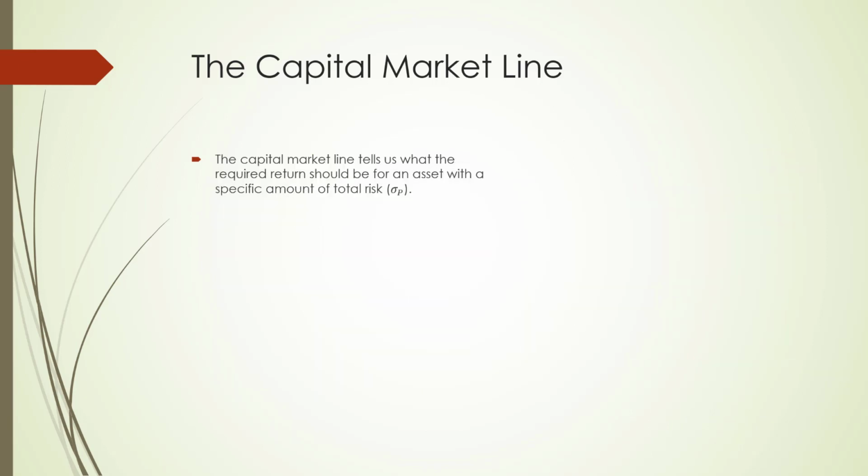What does the capital market line tell us? Well, it tells us what your required return should be for an asset with a particular amount of risk. And in this case, we're talking about total risk or standard deviation.